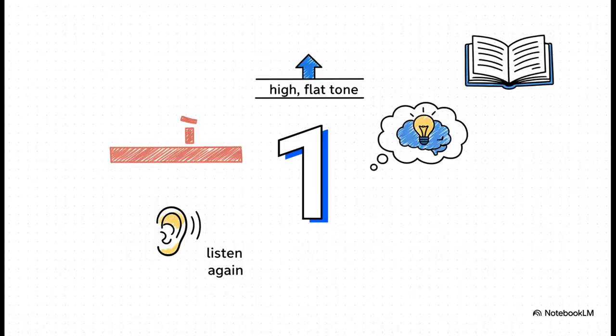And here is our very first character, 1. It's pronounced yī. Let's say that again. Yī. It's a high flat tone. And just look at the character itself. It's a single horizontal stroke. It's a visual representation of the concept of 1. It really doesn't get more direct than that.